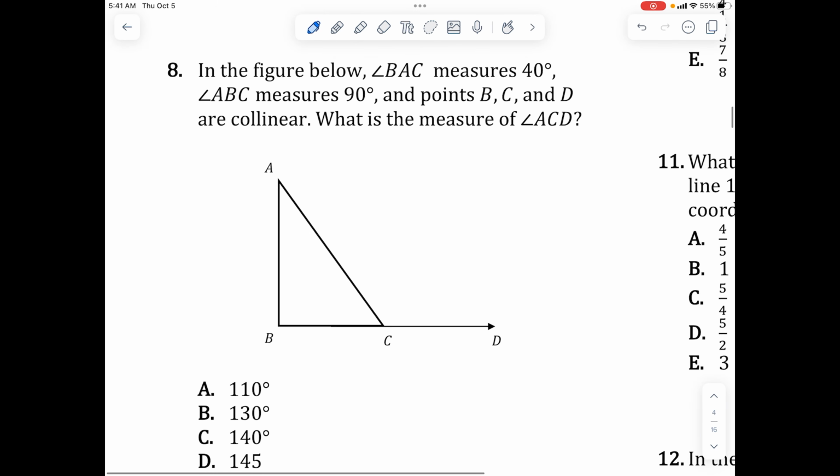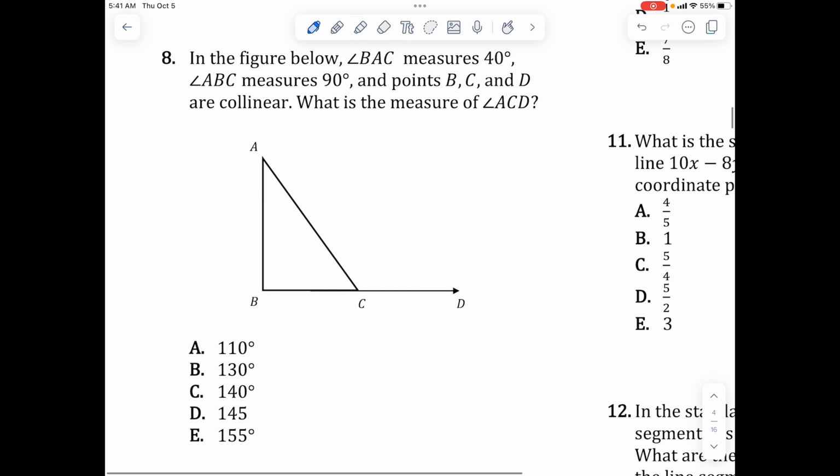In the figure below, angle BAC measures 40, angle ABC measures 90, and points B, C, and D are collinear. What is the measure of angle ACD? Okay, so let's just label everything we know. So this is 90 degrees. BAC is 40 degrees. So I can find this angle right here just by doing 180 minus 40 minus 90, right? Because angle A, B, and C all have to add up to 180, right?